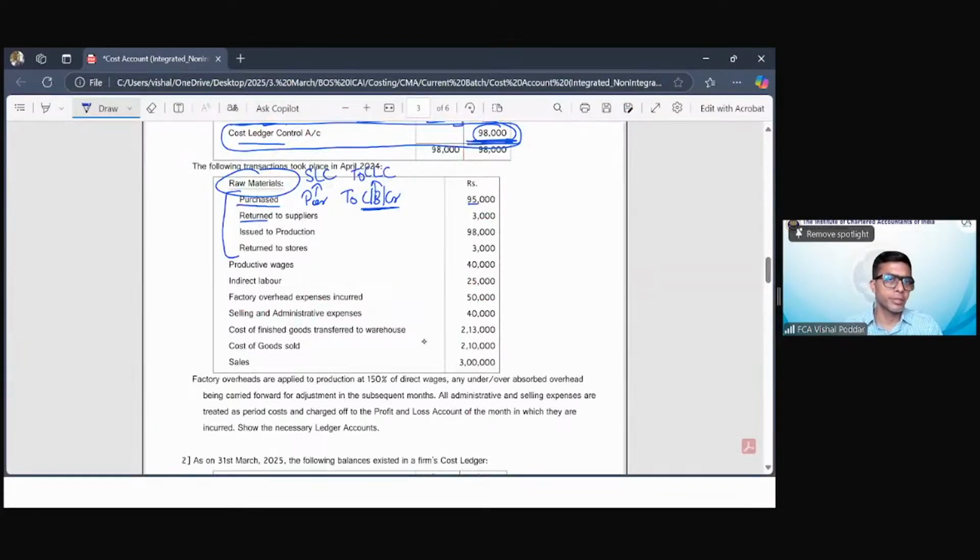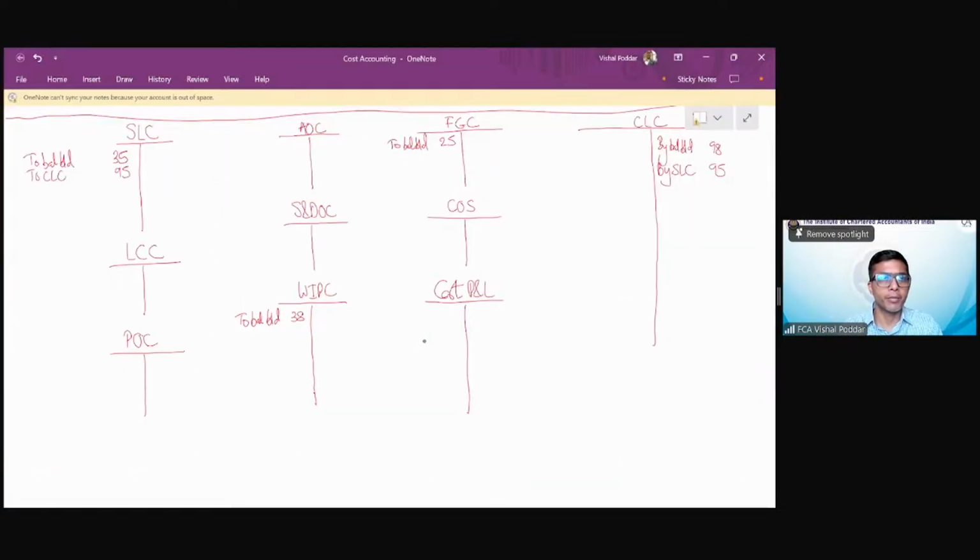Then it is returns. Now exactly the entry will be the opposite of purchases. So now what will happen? Now CLC would be debit and SLC would be credit. Same, because now I'm returning back the material, so my material account has to be reduced. So it will be credit, and my supplier is getting back the material, so it is debit. So now it is CLC debit, SLC credit.